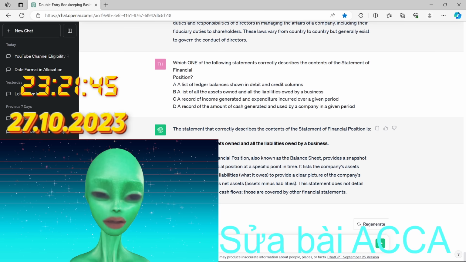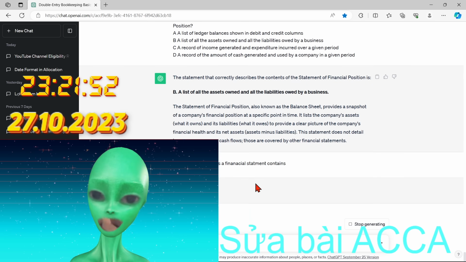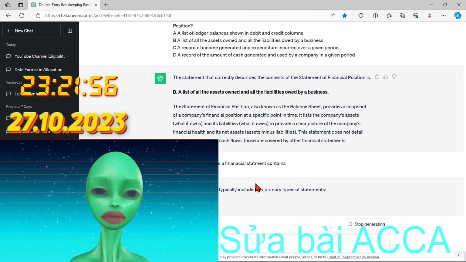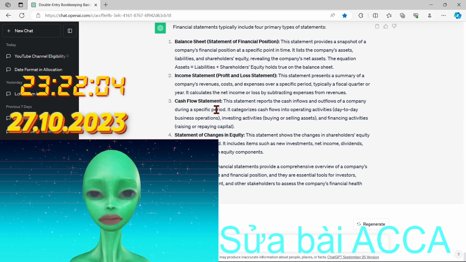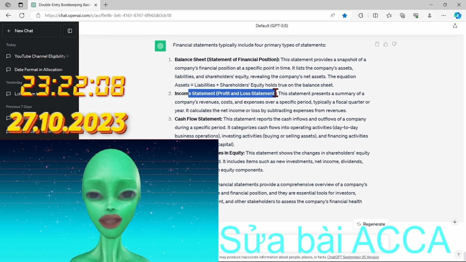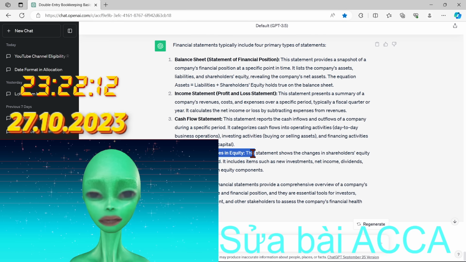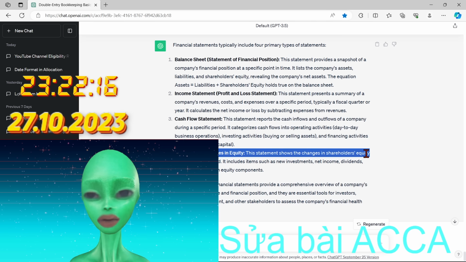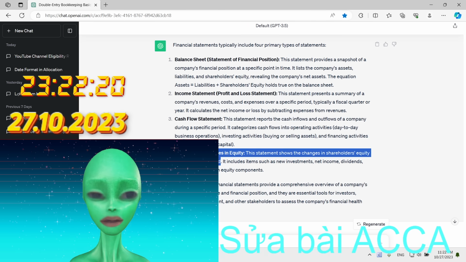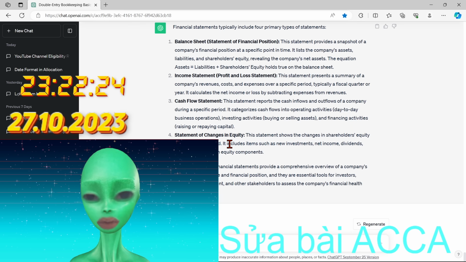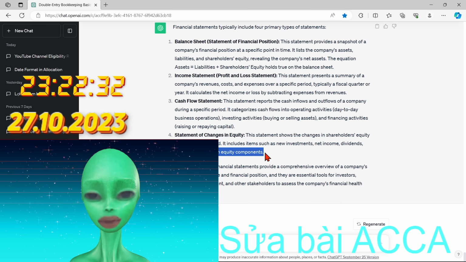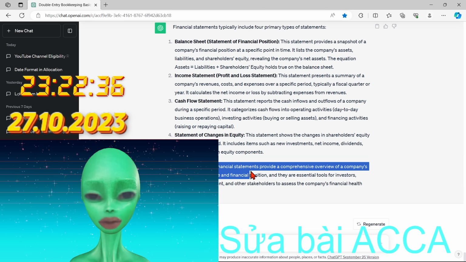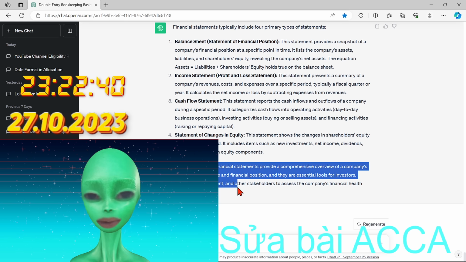What statements does a financial statement contain? Balance sheet, also called the statement of financial position; income statement, also called the profit and loss statement; cash flow statement; and statement of changes in equity, which shows the changes in the shareholders' equity over a specific period. It includes items such as new investments, net income, dividends, and other changes in equity components. These four primary financial statements provide a comprehensive overview of a company's financial performance.